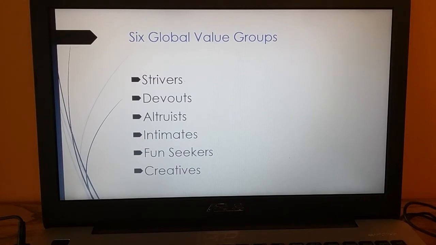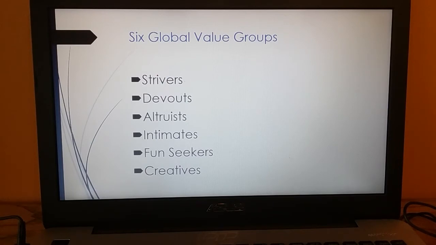this idea of 6 global value groups. So Roper Starch Worldwide, which is a research firm, interviewed 35,000 consumers in 35 countries in order to identify shared values, irrespective of national borders. The research sought to uncover the bedrock values in people's lives so as to understand the motivations that drive both attitude and behavior. And after completing the interviews in North and South America, Asia, and Europe, 6 global groups were uncovered. The strivers are ambitious and materialistic.